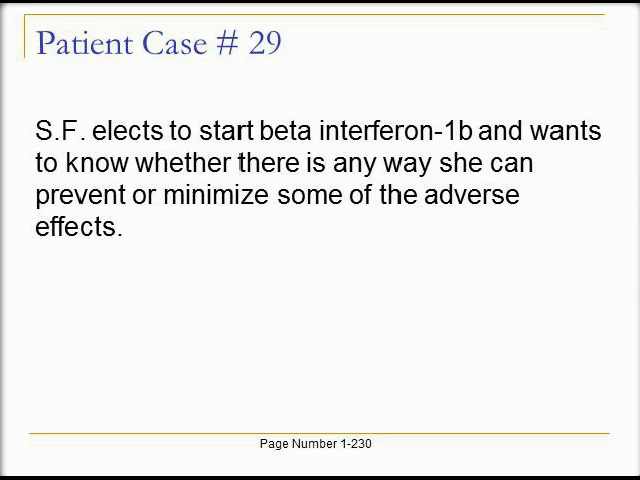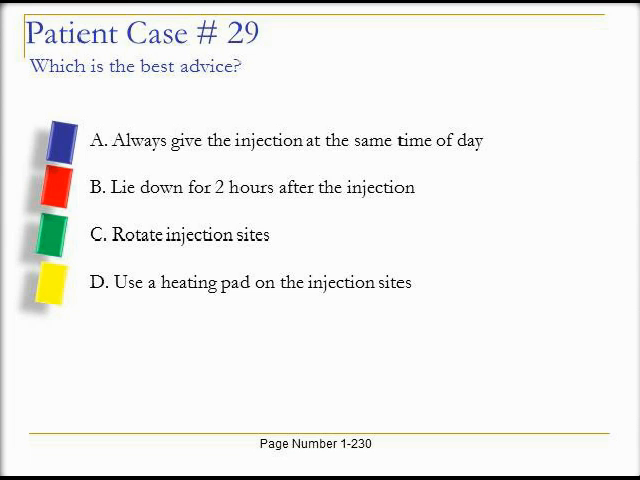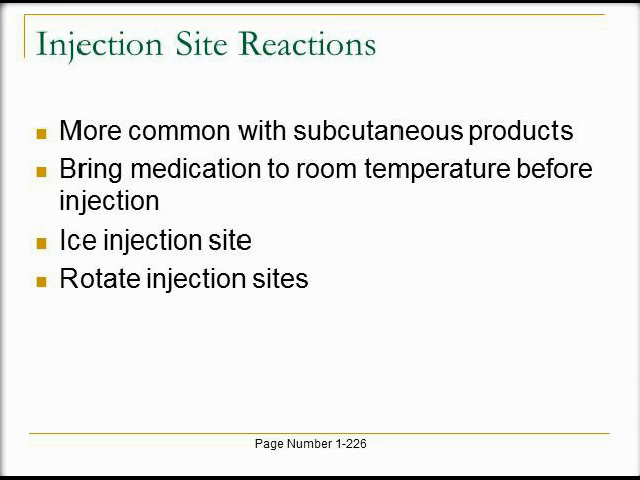So this patient decides she's going to start on beta-interferon 1B, and she wants to know if there's any way she can prevent or minimize any of those adverse effects. So what do you tell her? A, always give the injection at the same time of day. B, lie down for 2 hours after you do the injection. C, rotate your injection site. Or D, use a heating pad on the injection site. Okay, that's what I chose too, rotate the injection sites.